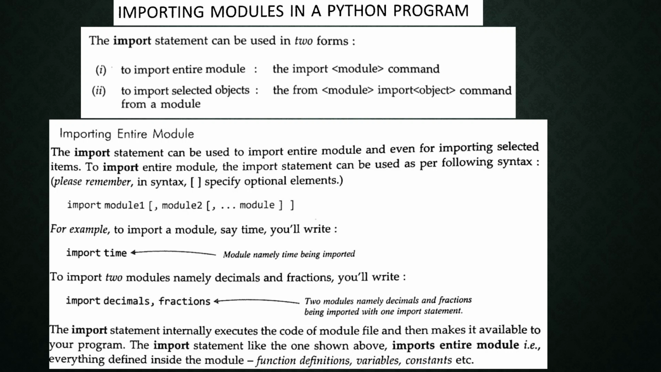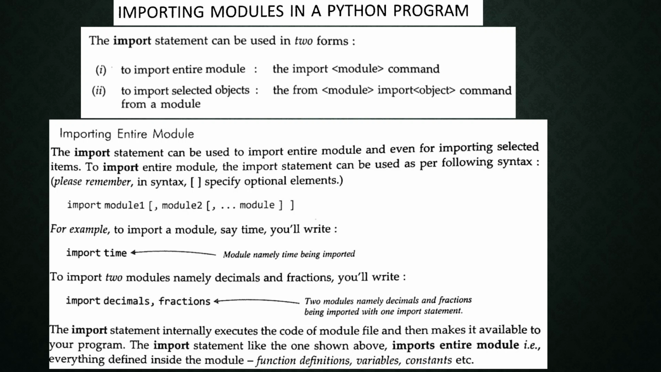We can access a single function only, without accessing the whole module or the whole set of objects defined inside that module. We can access just a single function or a single object. Okay, let it be there. So there are two forms: one is to import the entire module, and the second is to import selected objects. The import statement can be used for importing the entire module and also for importing selected items. In both forms we can use import.